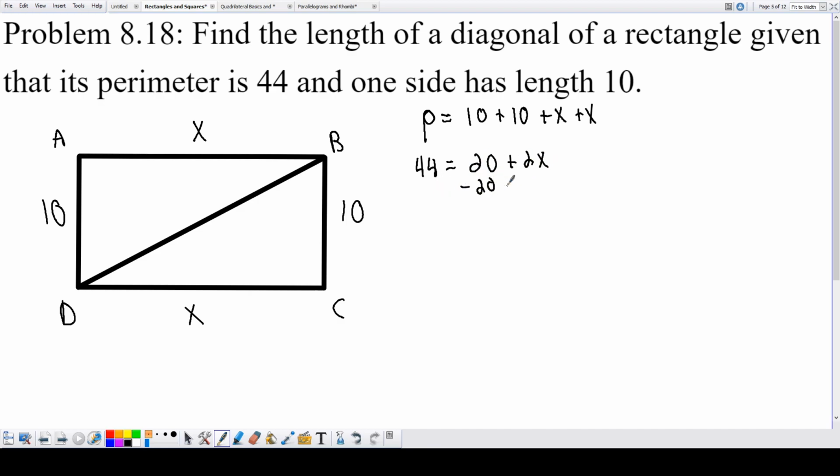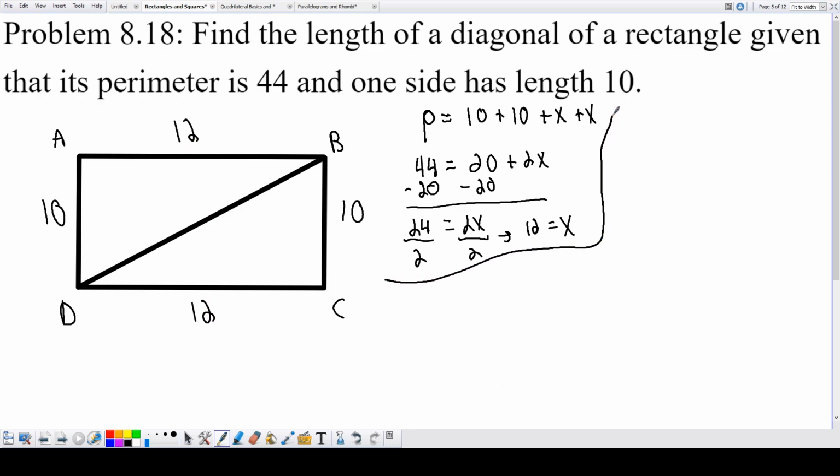Subtract 20 on both sides to get that 24 is equivalent to 2x. Divide by 2 on both sides. And we are left with x equal to 12. So now we know what the measures of AB and DC are. And from here, the rest of the problem is fairly simple because we have a diagonal.